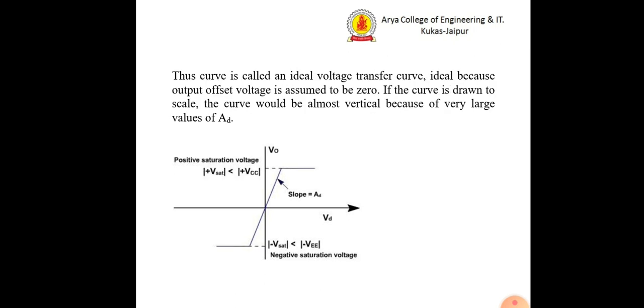This curve is also known as the ideal voltage transfer curve. It is known as ideal because the output offset voltage is assumed to be 0. If the curve is drawn to scale, the curve would be almost vertical because of the very large value of AD. So this will help us in designing many circuits out of our op-amp.